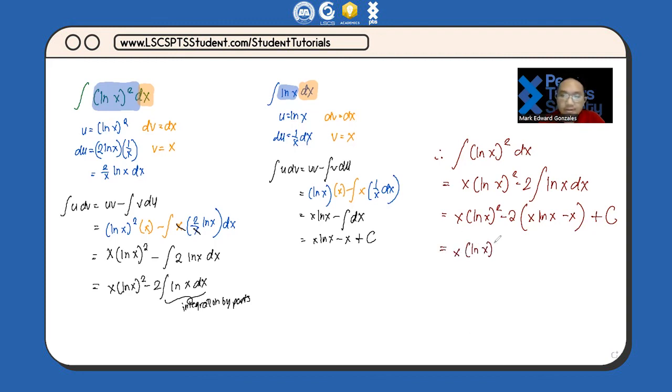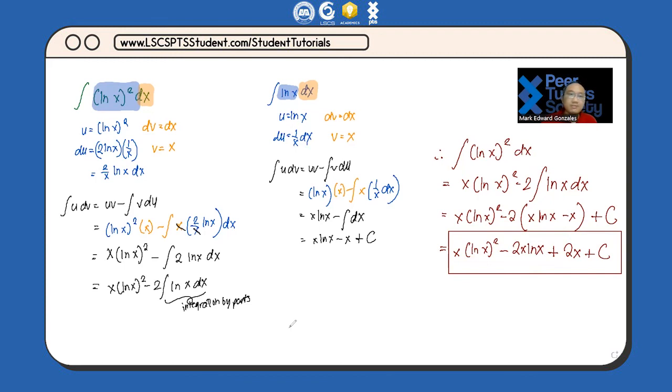x times the square of ln x minus, distributive property, 2x ln x. We won't fall into the same trap again. Negative times negative is positive. Positive 2x and plus c. Can we simplify anything? Okay, no, this one is the final form. So x times the square of ln x minus 2x ln x plus 2x plus c. And this completes the solution.